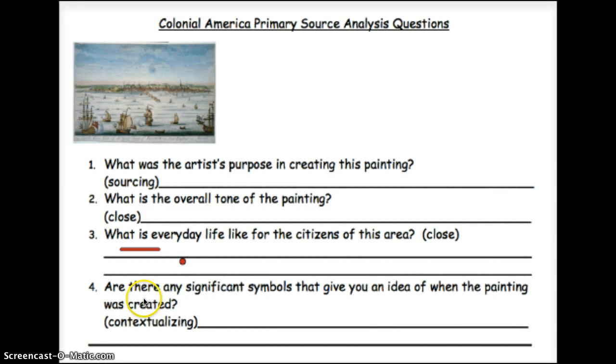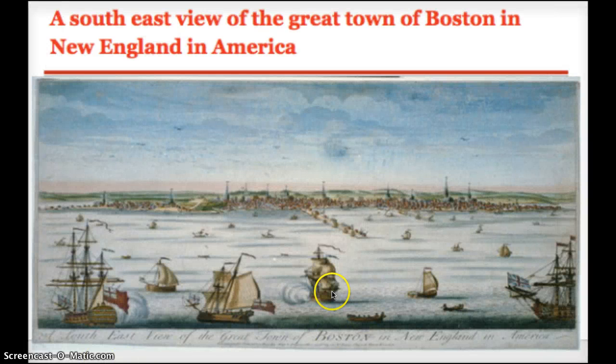All right, number 4. Are there any significant symbols that give you an idea of when the painting was created? Let's go back to the painting. I'm looking for time periods, and that can be hard sometimes. But look at the main things in the picture, the boats. These don't look like normal ships I see every day. They're not modern military. They have sails, they're wooden. We probably know it would be in an earlier time period.